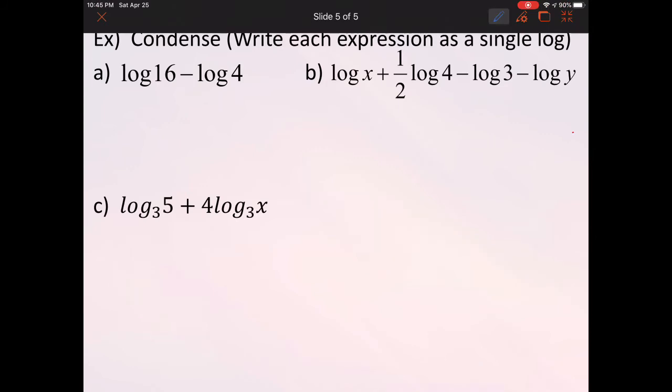These are actually a little easier because you can see the symbols. This is log of 16 minus log of 4, base 10, remember? There's that minus sign, and we know that minus means division, and 16 divided by 4 is simply 4. There's your answer.